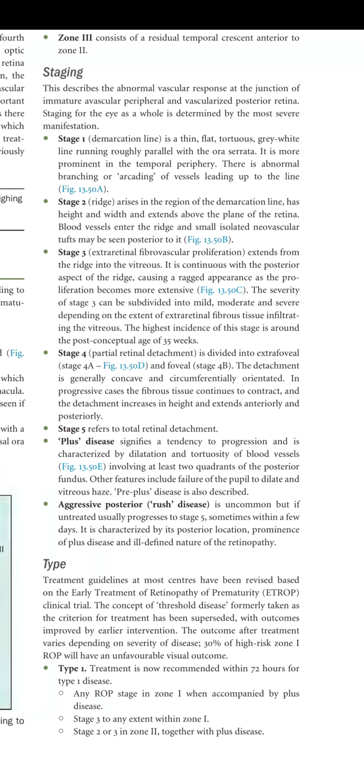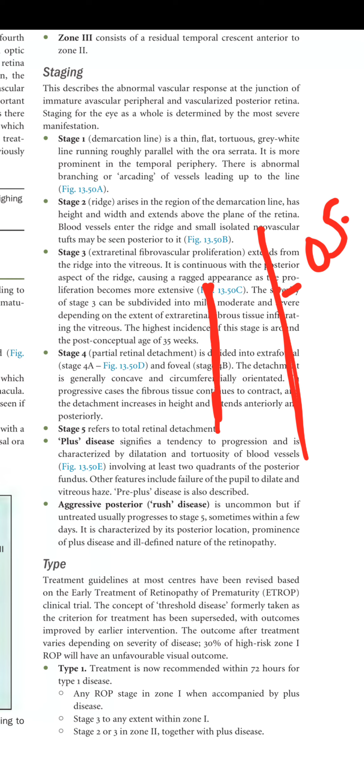So stage 1 is a demarcation line, which is a thin, flat, tortuous, gray-white line running roughly parallel with the ora serrata. It is more prominent in the temporal periphery. There is an abnormal branching or arcading of vessels leading up to the line. So what is happening? Basically, the demarcation line is just a line which is thin, flat, and grayish white in color, and it is running parallel to the ora serrata. And basically there is abnormal branching or arcading of the vessels which is leading up to the line.